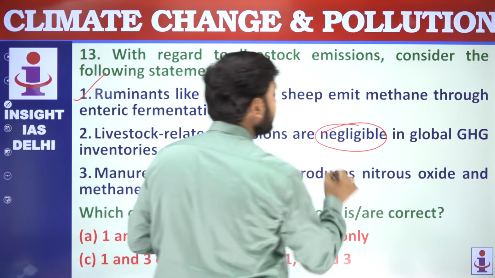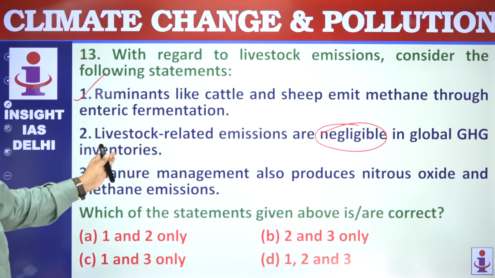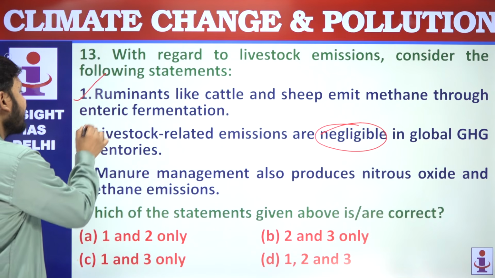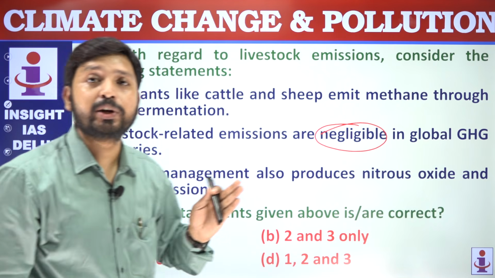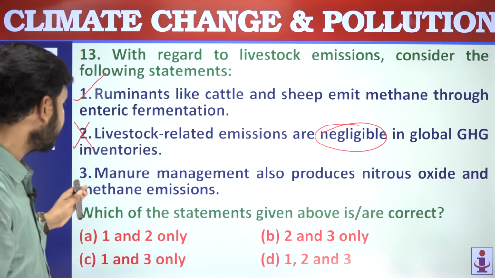See, the next statement is that livestock related emissions are negligible in global greenhouse inventories. So this is the wrong statement because they contribute somewhere around 14 to 18% of methane. So it is not less, right?